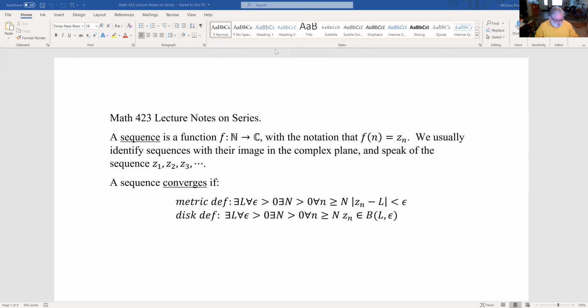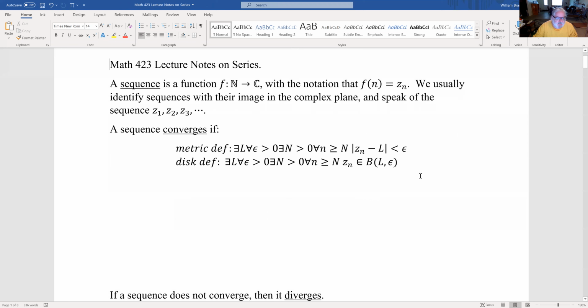Okay, so we want to talk a little bit about series, and some of the stuff going forward will be sort of concerned with series and how they interact with integrals. So before we get to series, we have to talk a little bit about sequences. A sequence is just a function from the natural numbers into C, and usually we write it as z sub n, instead of using the functional notation.